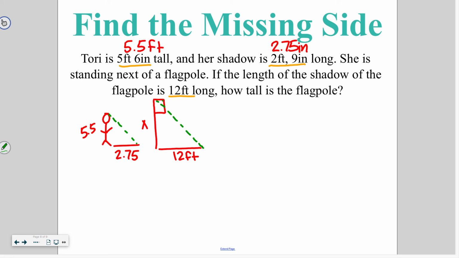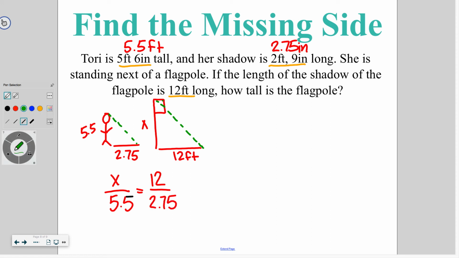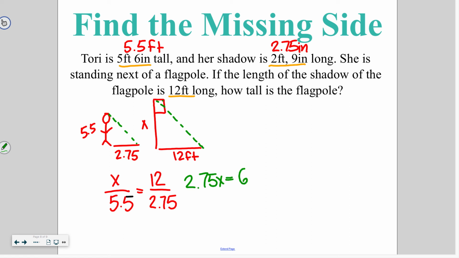So now I can set that up and say the height of my flagpole over Tori's height is equal to the shadow of my flagpole over Tori's shadow. Again, cross multiplying to solve. We are going to end up with 2.75x is equal to 66 feet when we cross multiply.